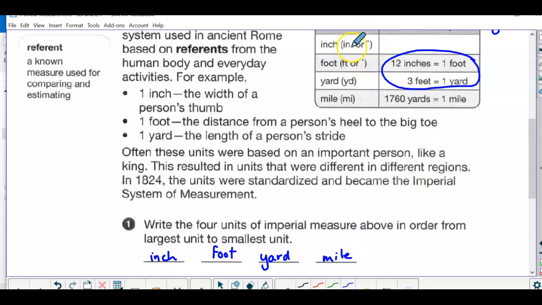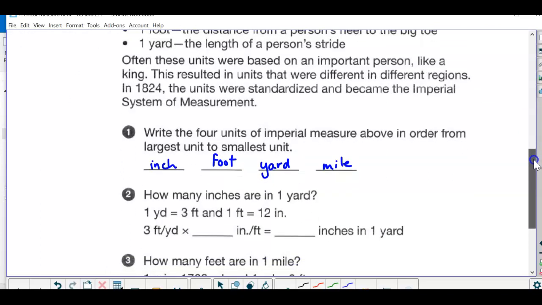So inch, IN, period. Foot, you don't need the period. Yard, you don't need the period. Mile, you don't need the period. Mile is MI as opposed to just M, which is meters. And then also a common notation for inches and foot is this quotation mark for inches and apostrophe for foot. So just be aware of that.